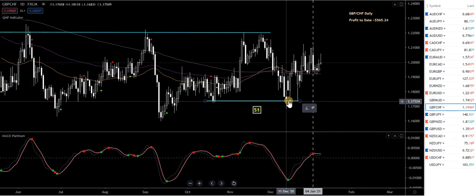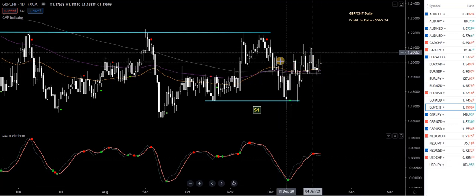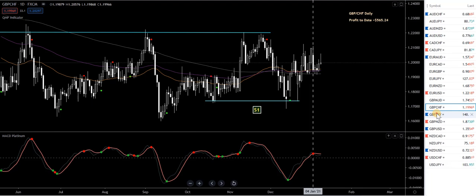Pound Swiss, last signal was a buy. I got out a little bit early on one of these pullbacks here, but this thing's, like I said, with the pound pairs going nowhere fast. Made some good profit, just staying out for the moment.